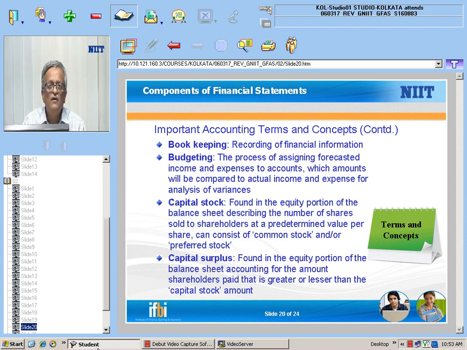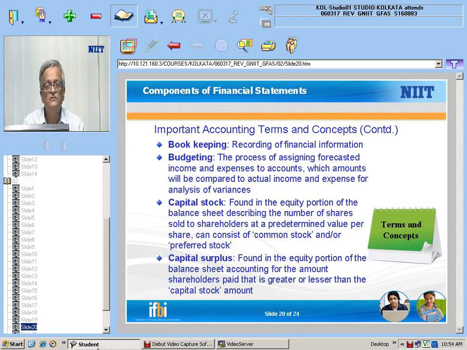Budgeting, all of you know. Our government has come up with a budget on the 1st of February. So budgeting is the process of assigning forecasted income. Forecasted means you are predicting the income of the future, income and expenses, to accounts, which amounts will be compared with the actual income and expenses for analysis of variances, that is, differences. So every company must have some budgeting. What could be the future expenses? What could be the future revenue? What could be the future sales? All this is very important.